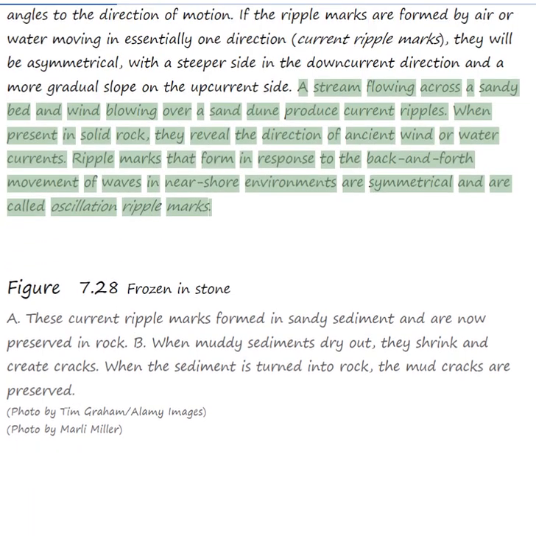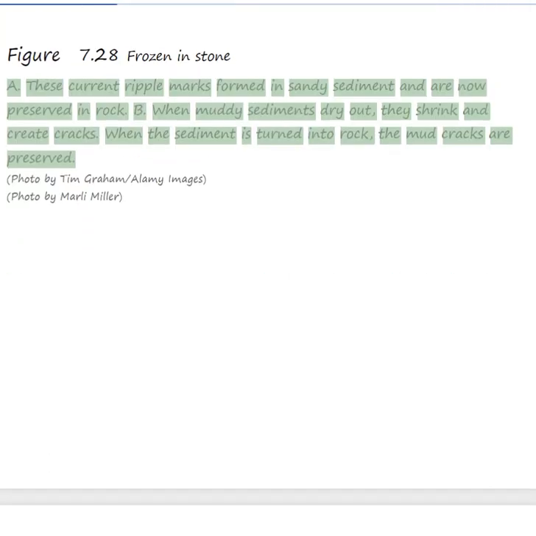A stream flowing across a sandy bed and wind blowing over a sand dune produce current ripples. When present in solid rock, they reveal the direction of ancient wind or water currents. Ripple marks that form in response to the back-and-forth movement of waves in nearshore environments are symmetrical and are called oscillation ripple marks. These current ripple marks formed in sandy sediment and are now preserved in rock.